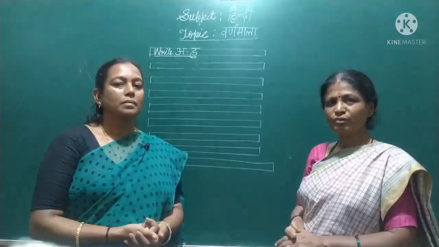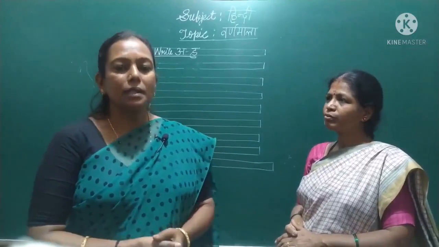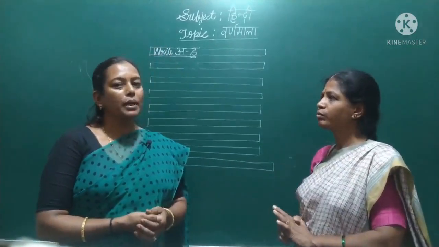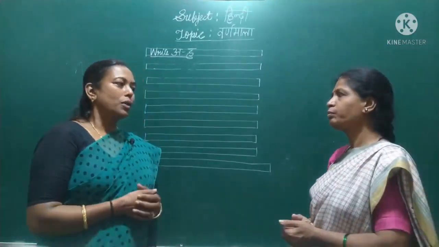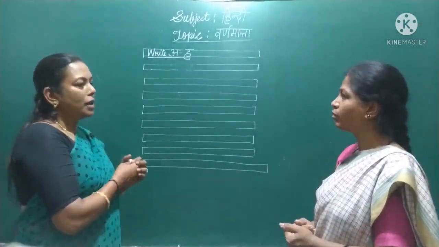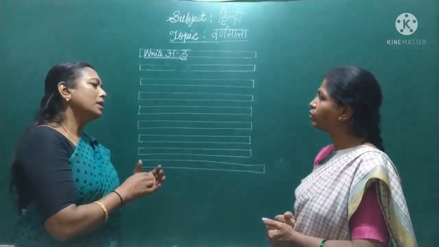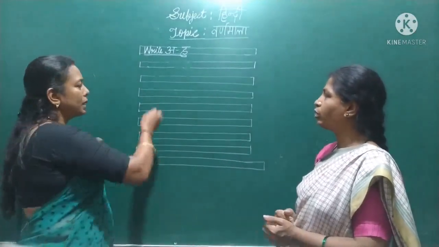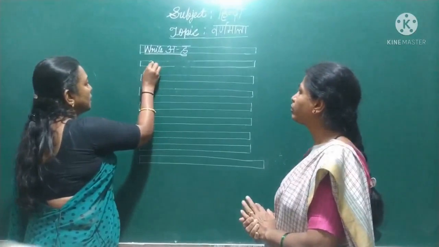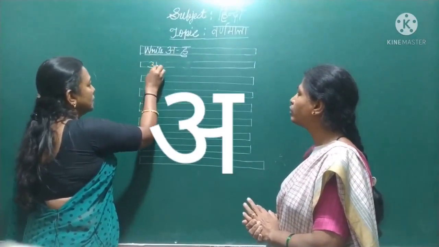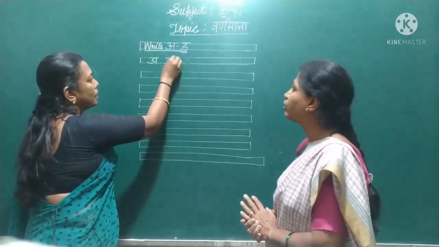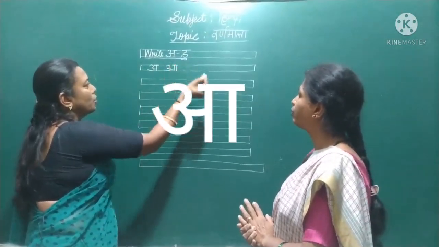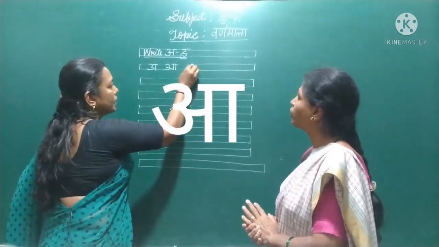Okay, let's start. Let us learn how to write A to Ha. In the previous class, in UKG, you already learned. Today we will recall it once again. Pronounce properly.